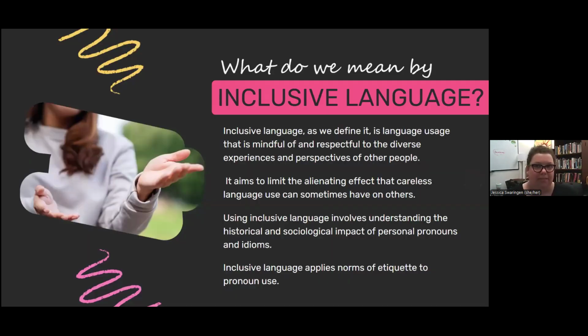The first thing we should probably set context for is, what do we mean by inclusive language in the first place? This is a pretty open, nebulous term. So for us, inclusive language is language usage that is mindful and respectful to diverse experiences and perspectives of other people. The aim for inclusive language is to limit the alienating effects that careless language use can sometimes have on other people. Inclusive language also involves understanding the historical and sociological impact of personal pronouns and of idioms. So in addition to gender inclusive language, we also promote the awareness of idiom usage as well. Inclusive language applies to norms of etiquette to pronoun use as well. So you'll hear us talk a lot about personal pronouns in this presentation.